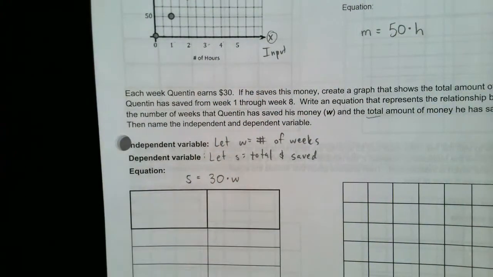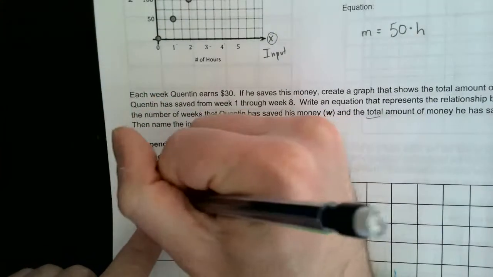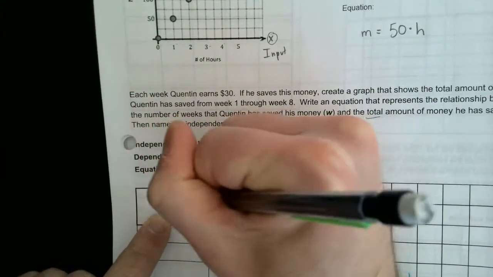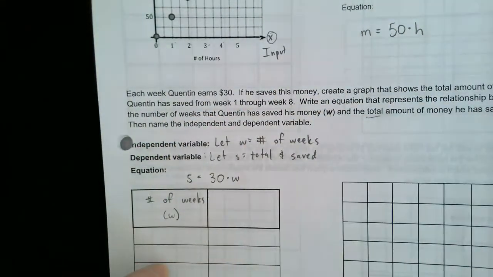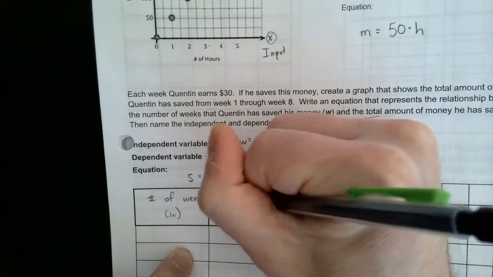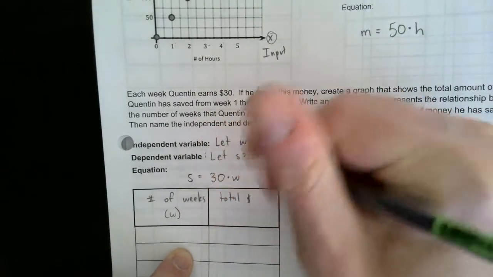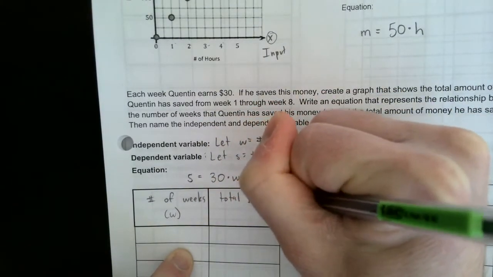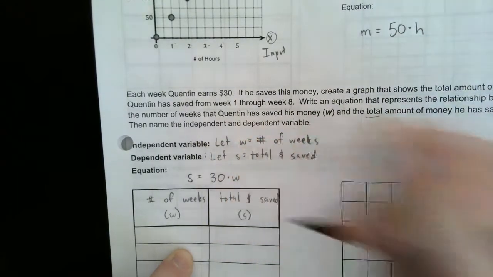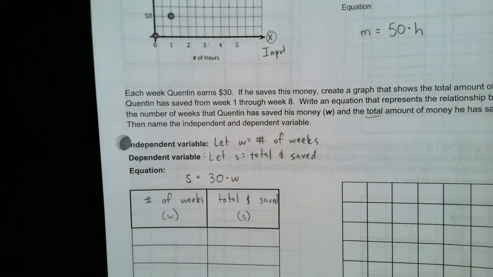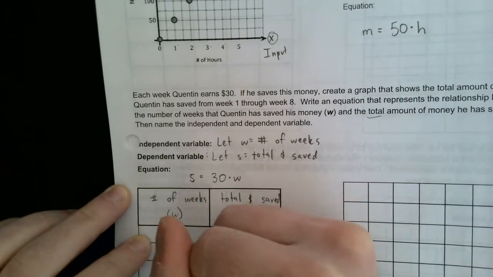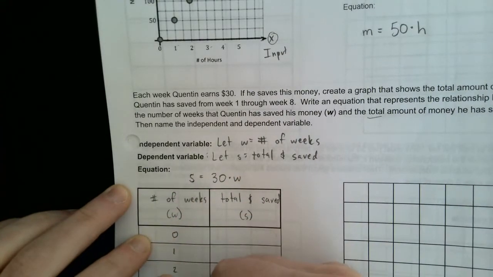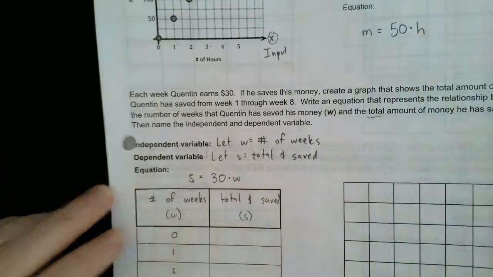Now we'll fill out our input, output. Our input's going to be our independent variable. That's number of weeks, and that's going to be w. Total money saved is going to be the output, s. And we're looking at weeks 1 through 8. Well, you know what? I'm actually going to put 0 in there as well. So 0, 1, 2, 3, 4, 5, 6, 7. We'll put 8 right there.